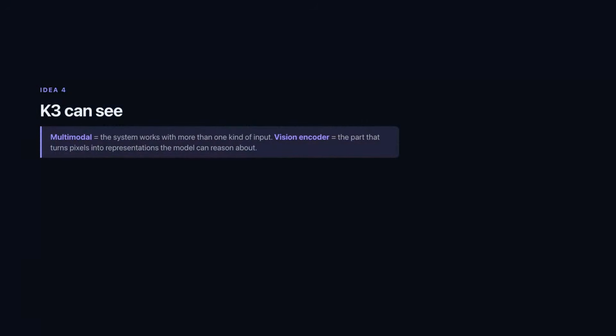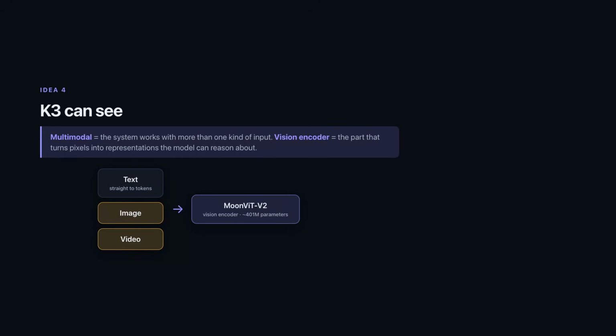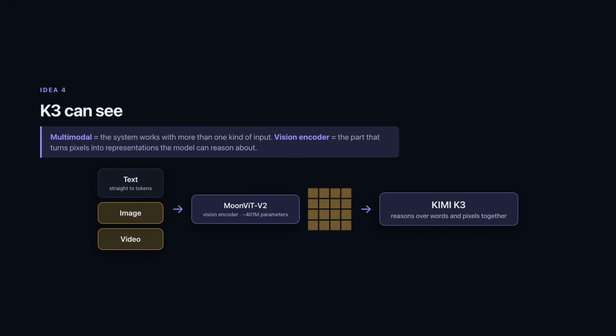Kimi K3 isn't built only for text. It is multimodal, and multimodal simply means an AI system can work with more than one type of information. Text, images, and video frames can all go in. The visual ones first pass through a vision encoder called MoonVit v2 with around 401 million parameters. So what does a vision encoder do? It converts pixels from an image or from video frames into mathematical representations the rest of the model can already reason about. Pixels come in, MoonVit converts them, and K3 reasons about what it sees right alongside language.